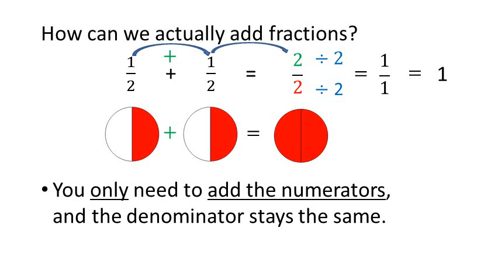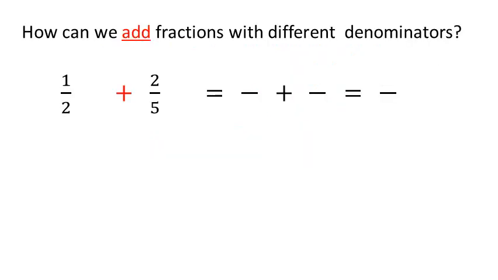Let's move to the general case of adding fractions. How can we add fractions with different denominators? It's actually quite simple. We must change both denominators to be the same, which is called the common denominator. Do you remember how to get equivalent fractions? We can always multiply or divide both the numerator and the denominator by the same number.